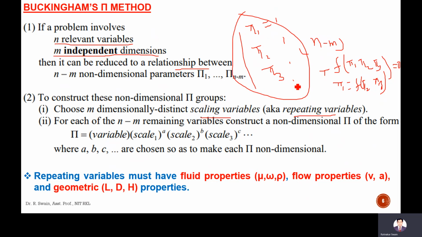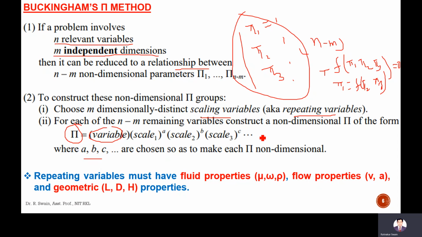Like here, Pi is variable 1, the first variable, then scale 1 to the power a, scale 2 to the power b, scale 3 to the power c. So these a, b, c are powers of these repeating variables, which are constants, and they are calculated by considering Pi as non-dimensional. These variables' dimensions we know, and the scale 1, scale 2, scale 3 dimensions we know. So a, b, c we can calculate. The powers should be equal, means it should obey the dimensional homogeneity.